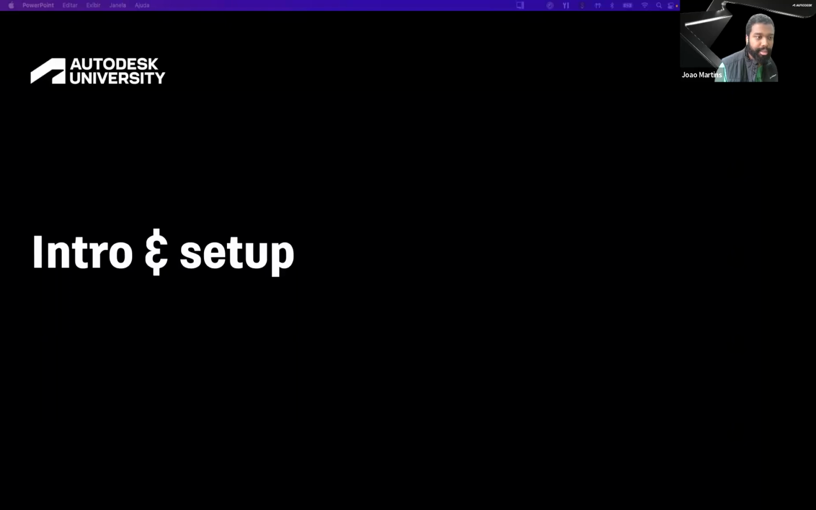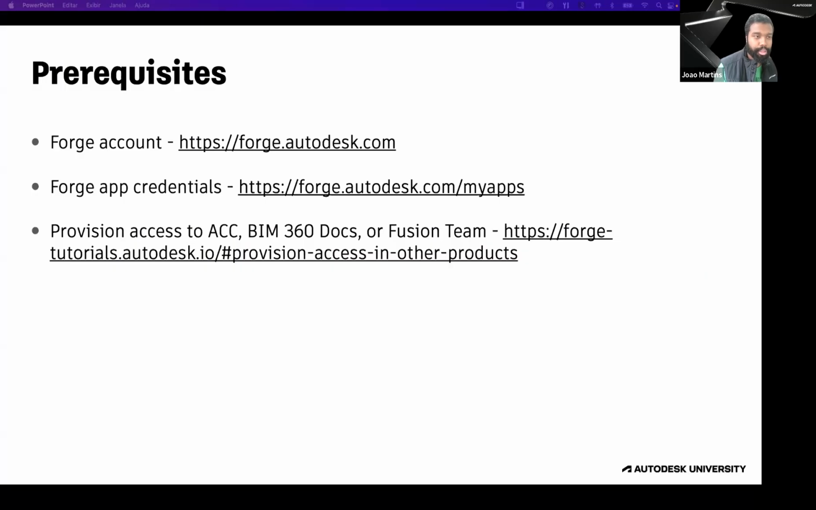Let's begin the intro and setup first session. For this development, we are going to need a Forge account. This is the address to create a Forge account. After we have a Forge account, we are going to need to create a Forge app under that account. And then after that, we need to provision access to ACC, BIM 360, Docs, Fusion Teams, based on this app that we just created.